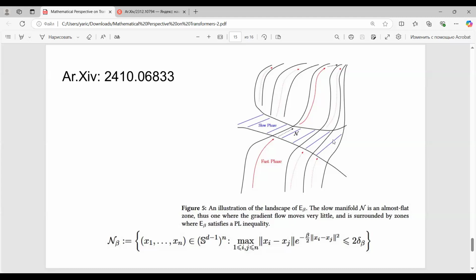So this is just an illustration of the slowness of the dynamics here. As I understand, the slow dynamics is a direction, the flat directions where your gradient is small, right?